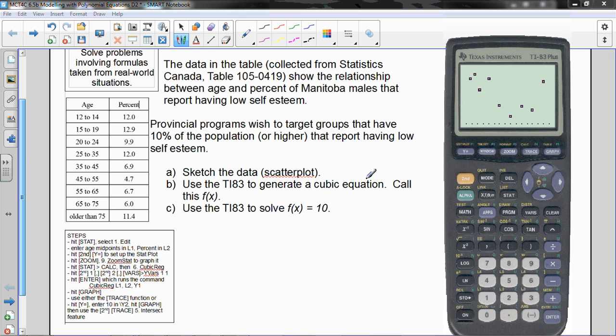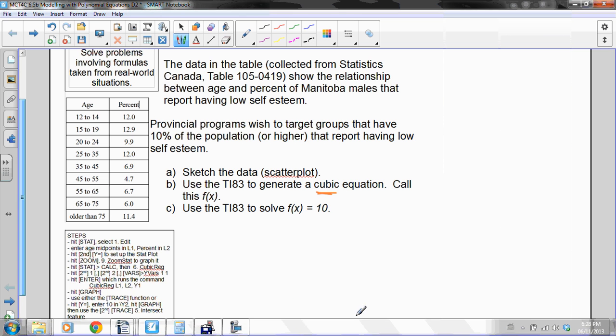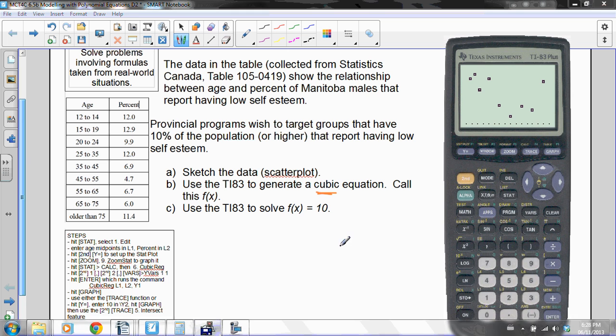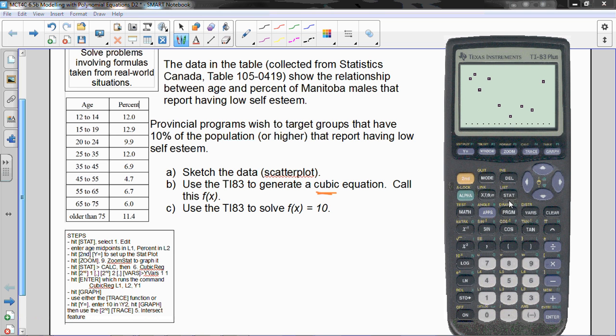There's the scatter plot. Use the TI-83 to generate a cubic function. It's asked for a cubic function, so we're going to do that. Notice we've used the calculators to do regression on trig functions, on exponential functions. I think we've already done maybe 1 or 2 polynomial functions as well, so this shouldn't be a big mystery. And we're right in here as far as the steps listed. So I'm going to go stat over to calc, and I'm going to do cubic regression.